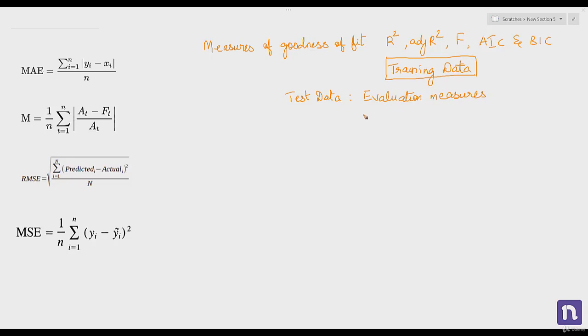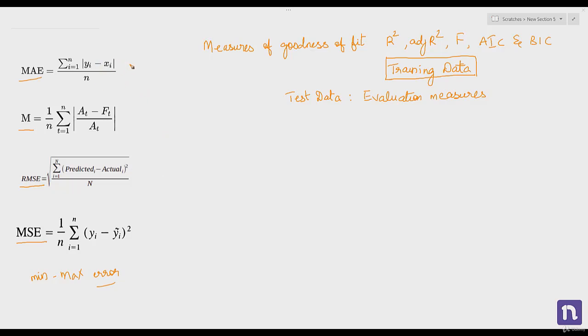And those measures were the mean absolute error that we have here, mean absolute percentage error, root mean squared error, and mean squared error. Besides this, you can also use minimax error or min-max error. Let me explain what these are.